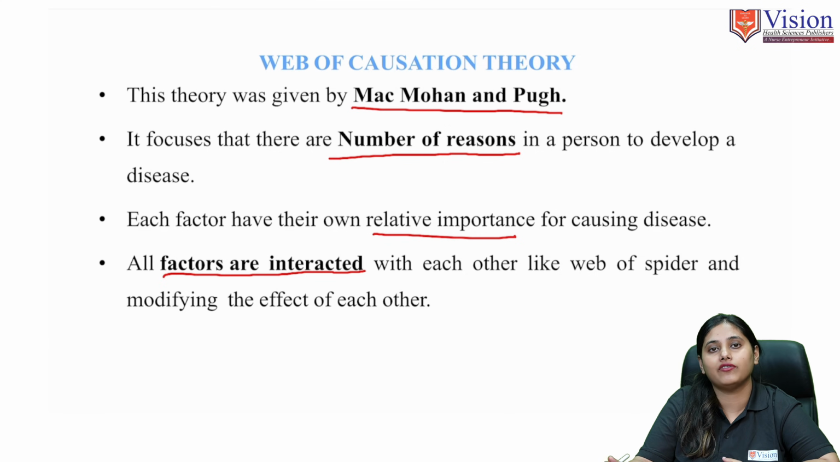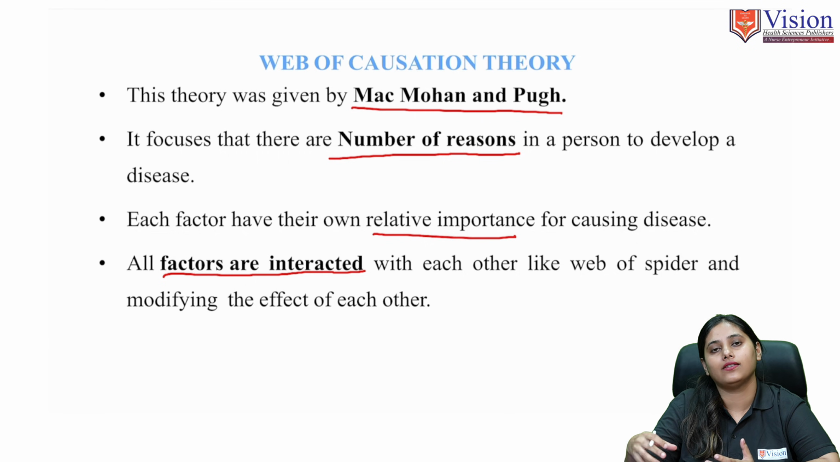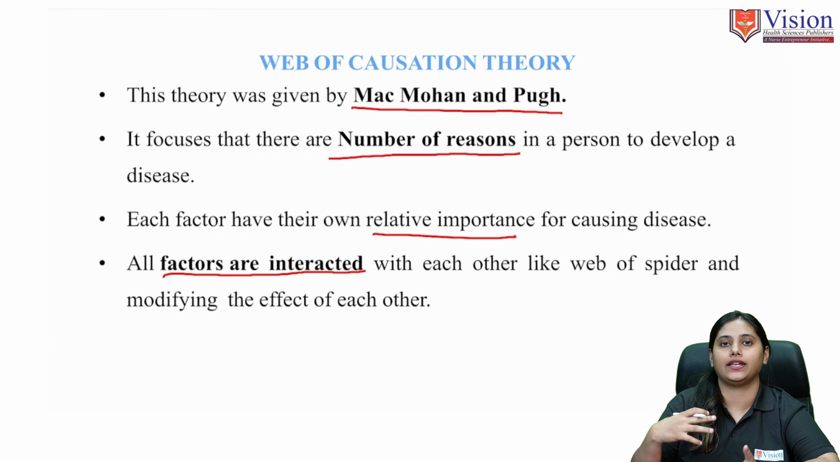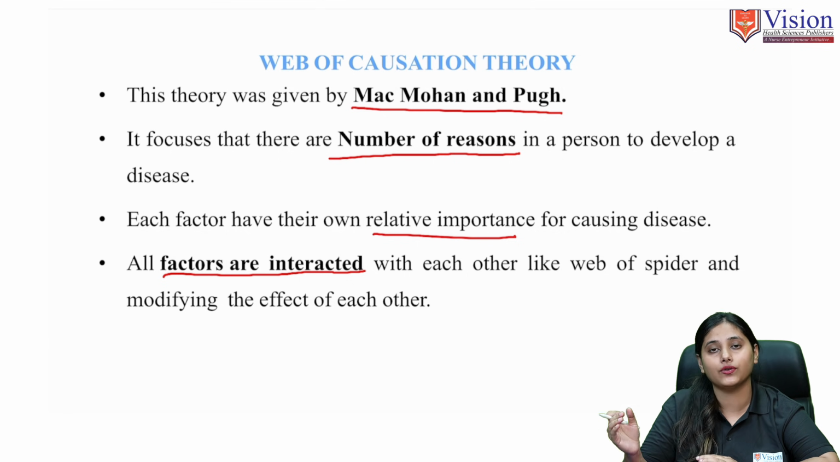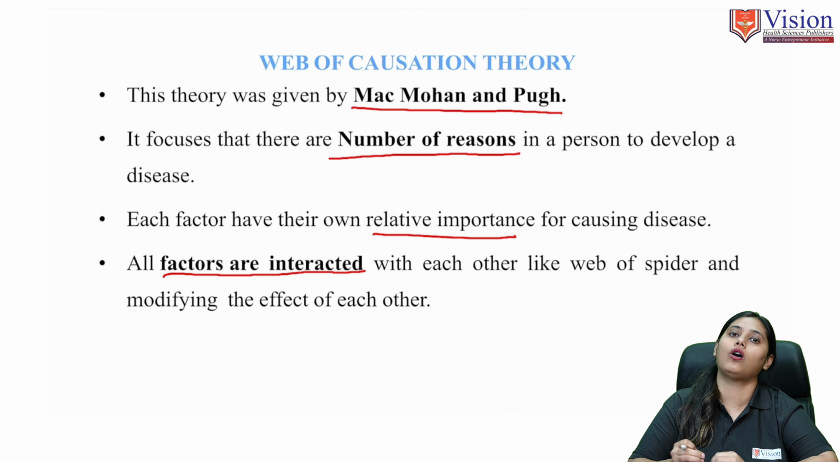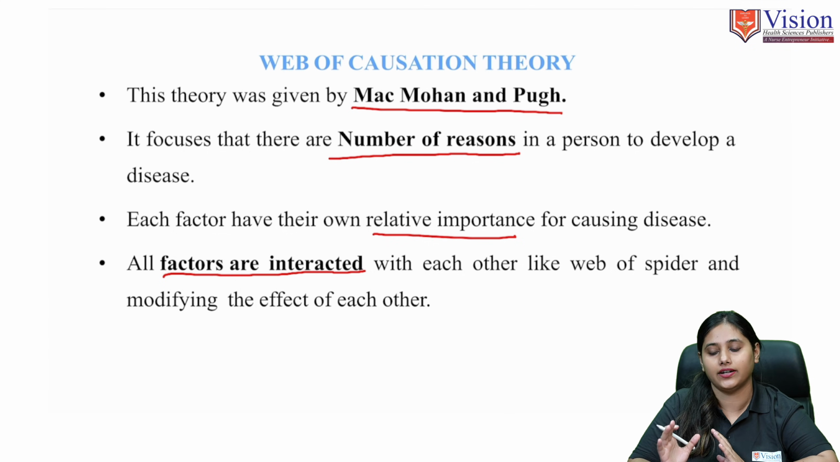Have you seen the web of a spider? All the strands of the web are interconnected. So like this, the web of causation theory says there are a number of reasons for causing disease, and all those reasons are interconnected.